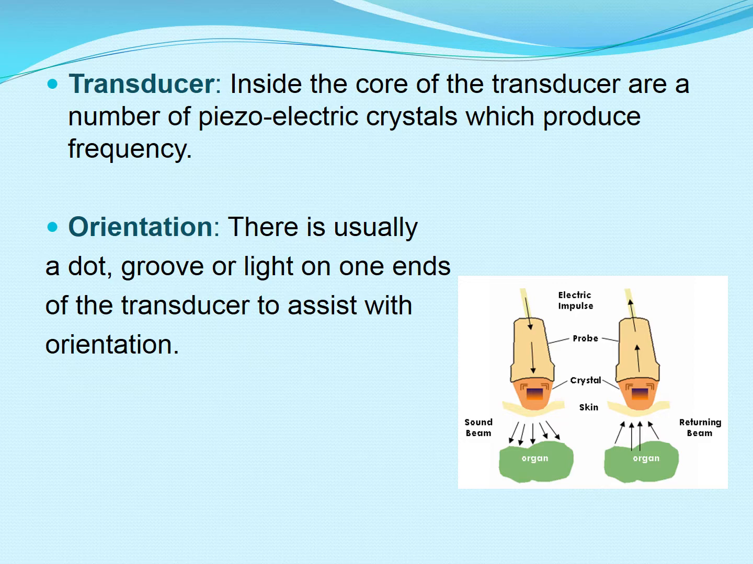Transducer. Inside the core of the transducer are a number of piezocrystals that have the ability to vibrate and produce sound of a particular frequency. When electricity is passed through them, this is how the ultrasound waves are formed.